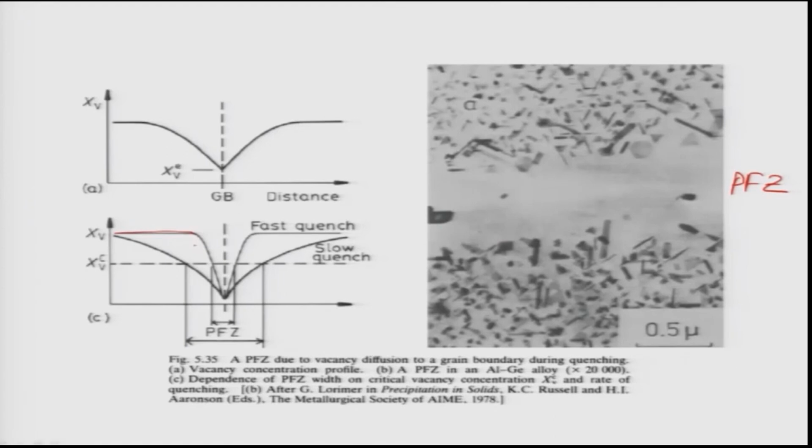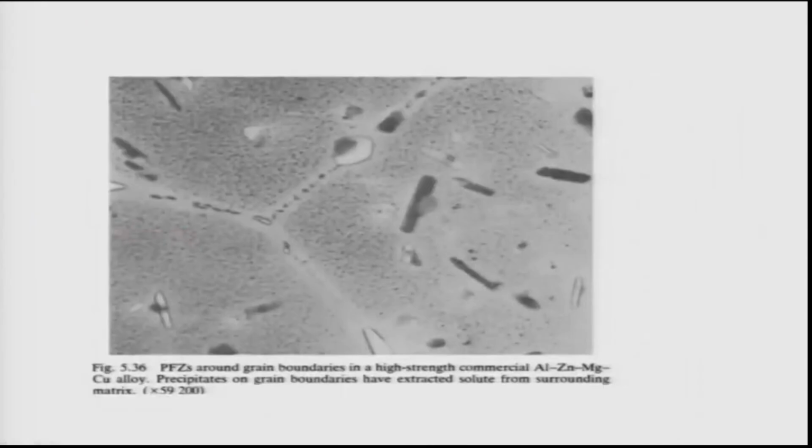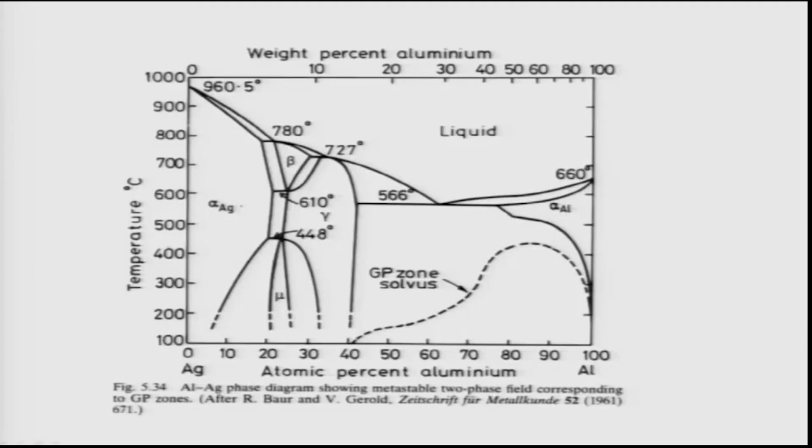This is widely observed in the microstructure, like this one you see here. These are three grain boundaries, or three grains meeting at a point. So near the grain boundary there is a precipitation free zone present, which is widely observed in the aluminum zinc magnesium copper alloy, and these precipitates here are also theta GP zone and theta double prime.